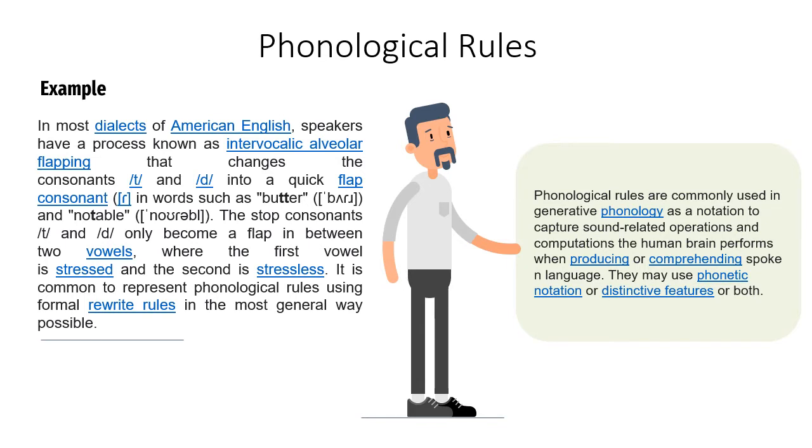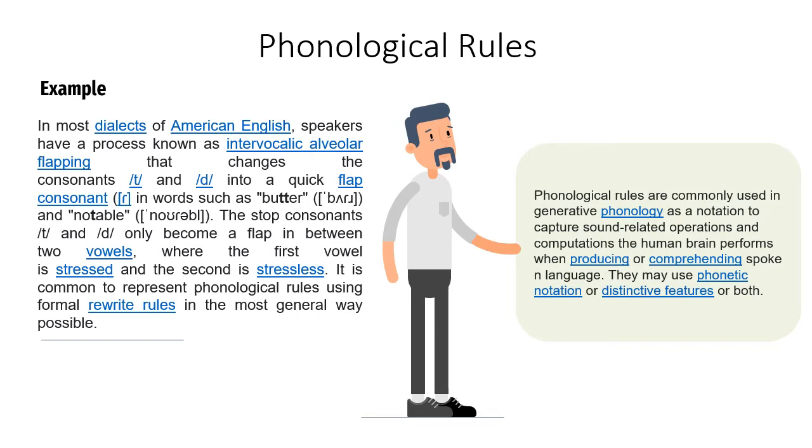Phonological rules are commonly used in generative phonology as a notation to capture sound-related operations and computations the human brain performs when producing or comprehending spoken language. They may use phonetic notation or distinctive features or both.